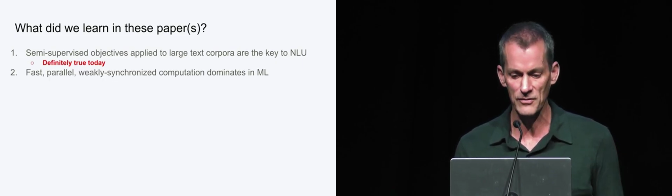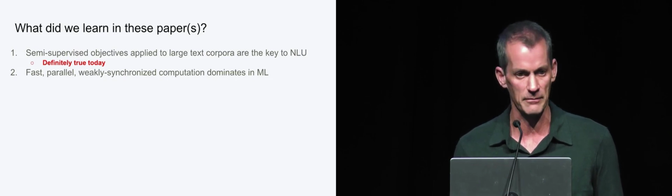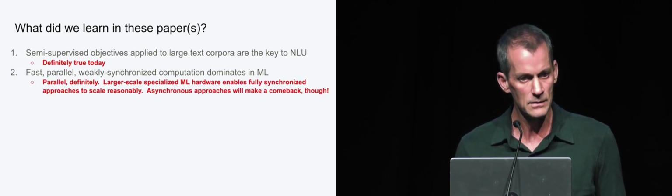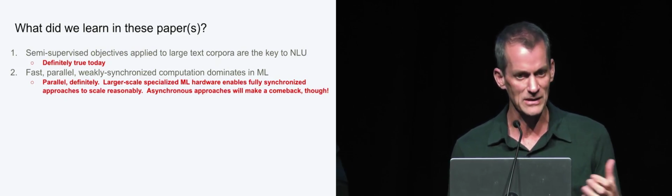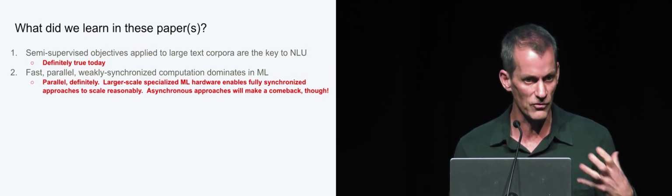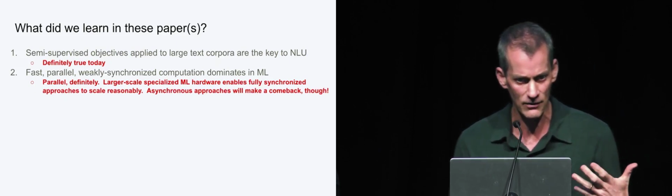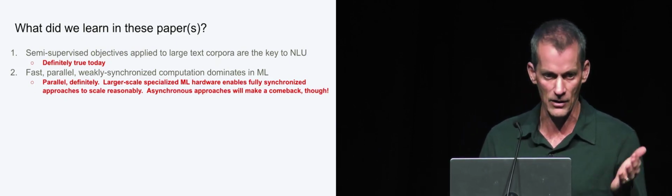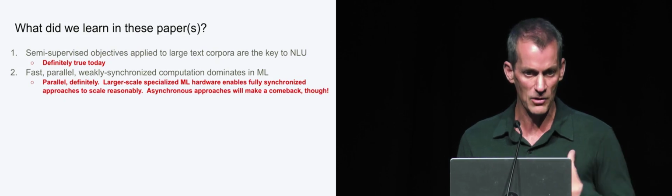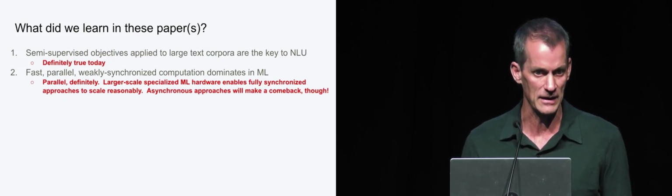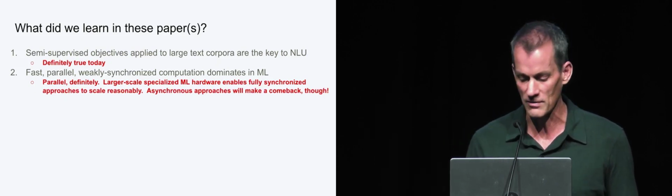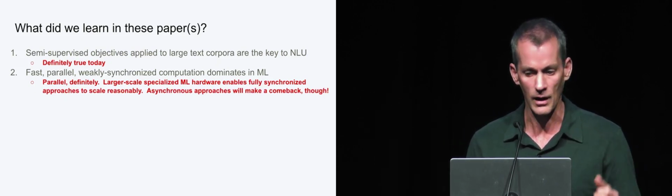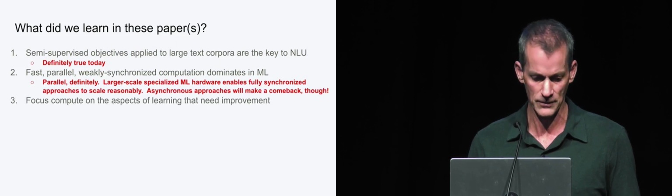Fast, parallel, weakly synchronized computation dominates in ML. Parallel, definitely. I would say larger scale specialized ML hardware has really enabled fully synchronized approaches to scale, even to the scale of models that we're training today. But I personally think that asynchronous approaches are going to make a comeback, because I think we're sort of close to where we're going to have to start reconsidering some of these asynchronous approaches to training very large models.